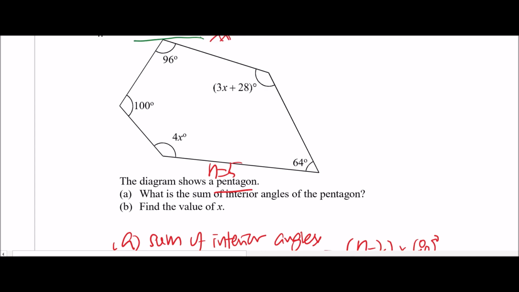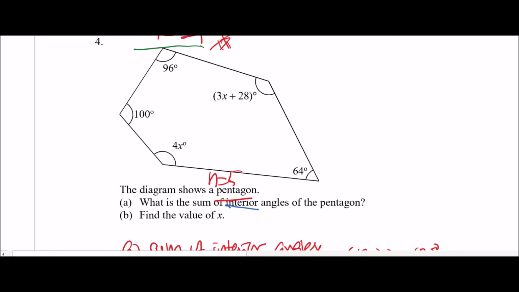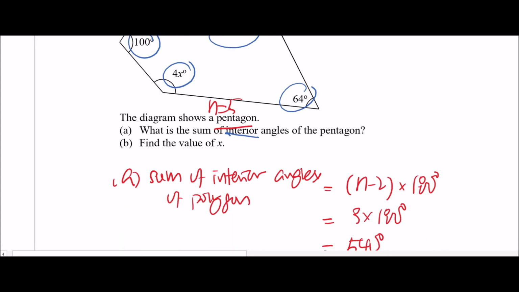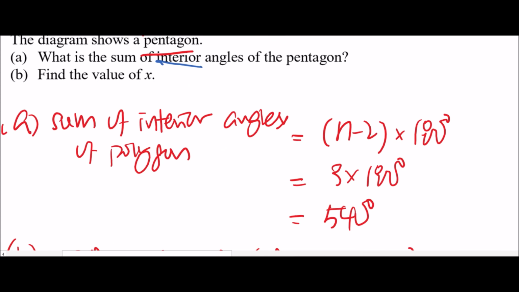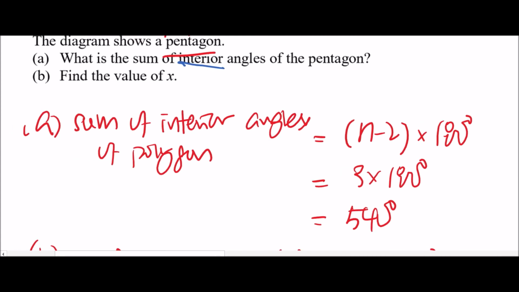Okay, what is the sum of the angles? Sorry, the interior angles of the pentagon. What is the sum? Well, of course, most of you, when you look at this question, are very tempted to just add up all these angles, and then give me the answer as the sum of interior angles. But that's not what the question is asking for. Okay, you're supposed to use the formula to tell me the actual number itself.